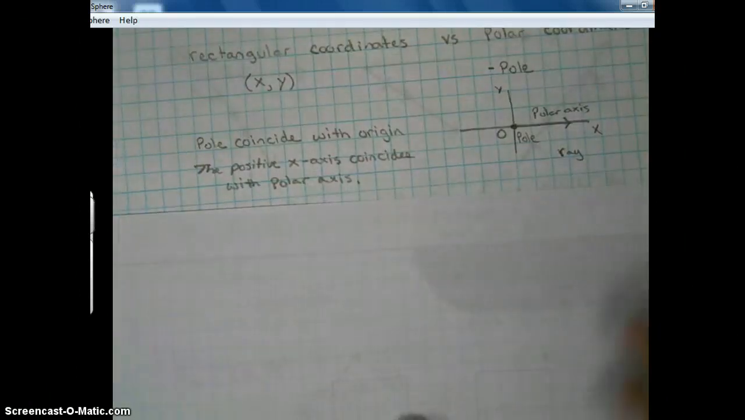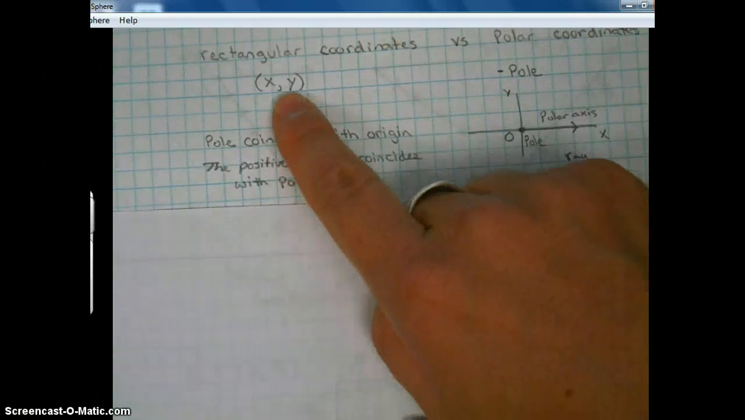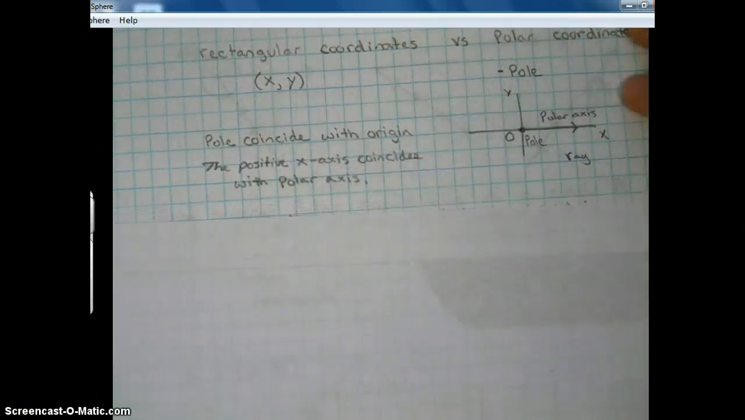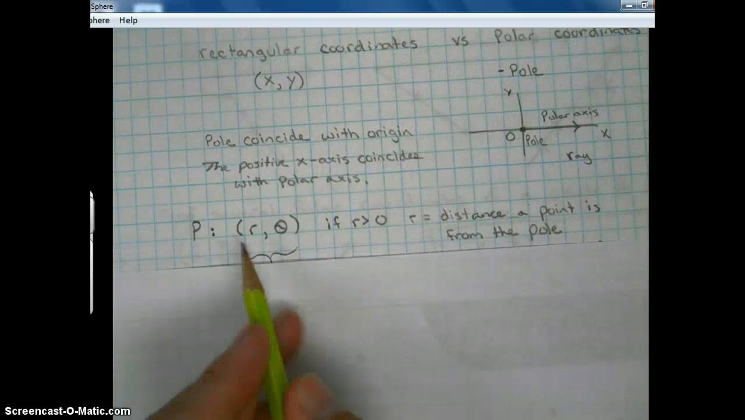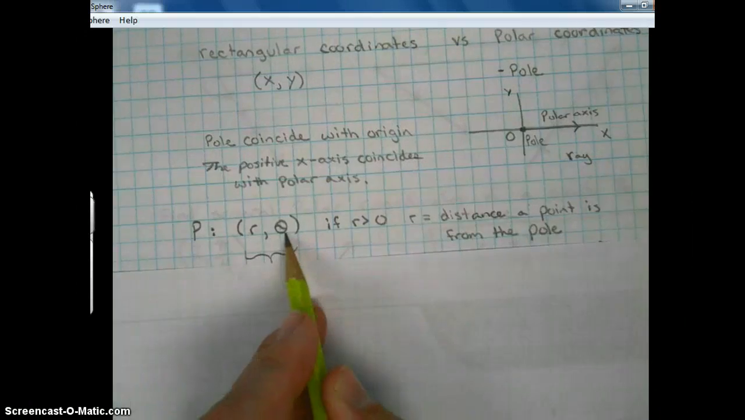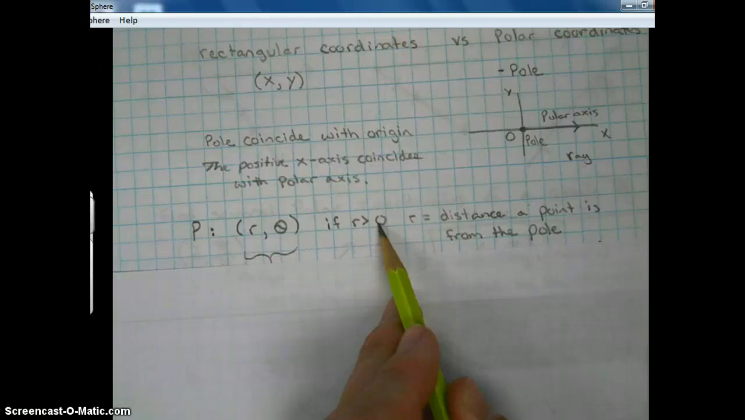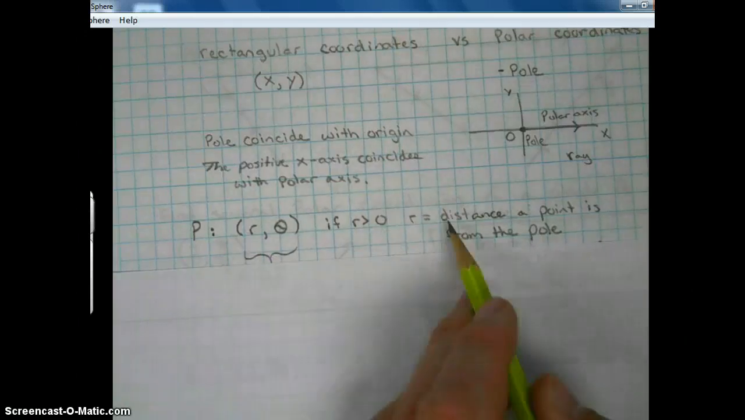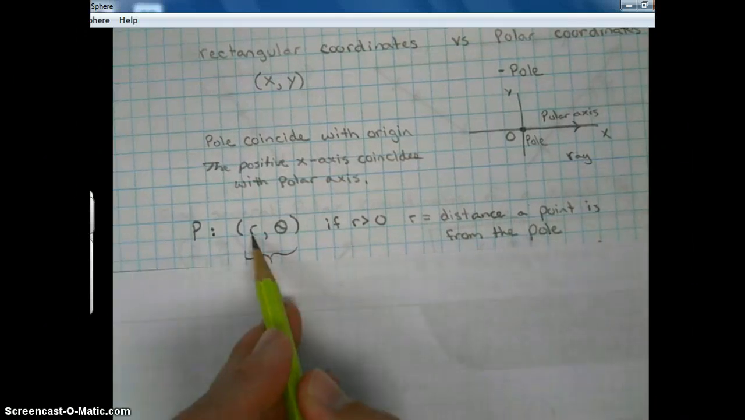Alright, so let's take a look at what this looks like. Keep in mind, your rectangular coordinate is your x and your y. A polar coordinate looks like this. We have r, comma, theta. Now, if r is greater than 0, r is equal to the distance a point is from the pole. How far? That's the distance the point is from the pole.